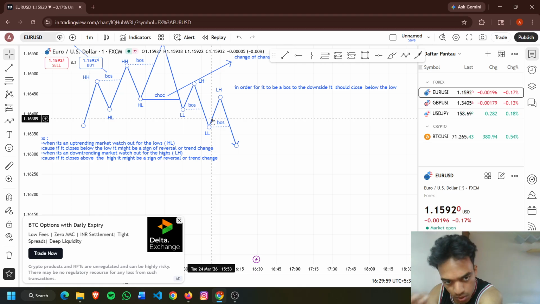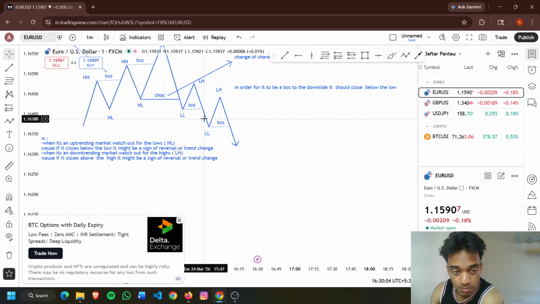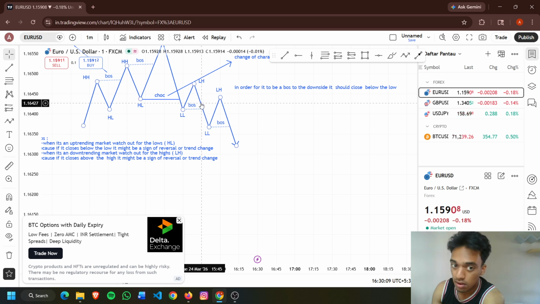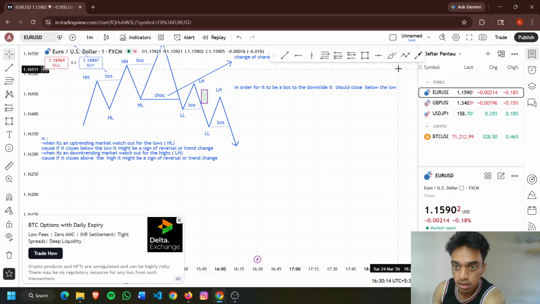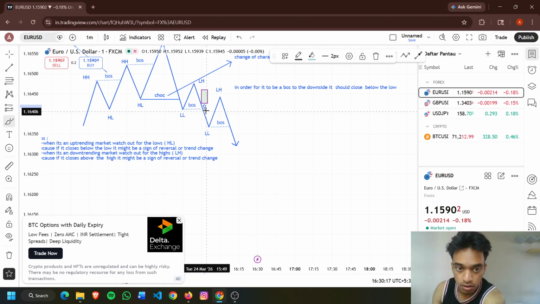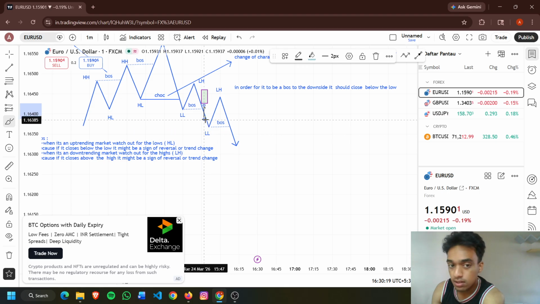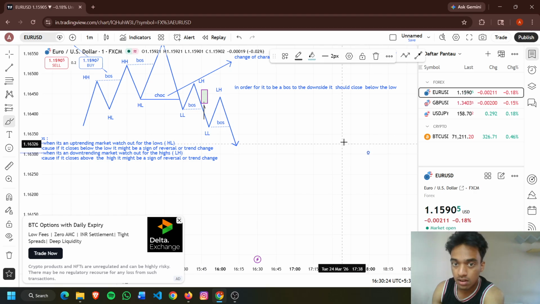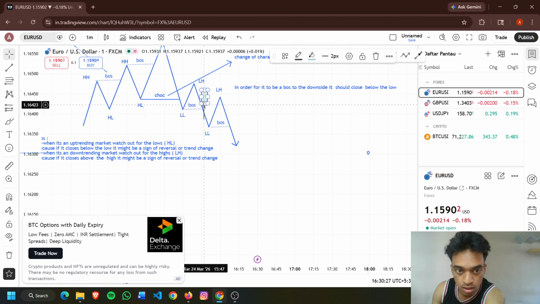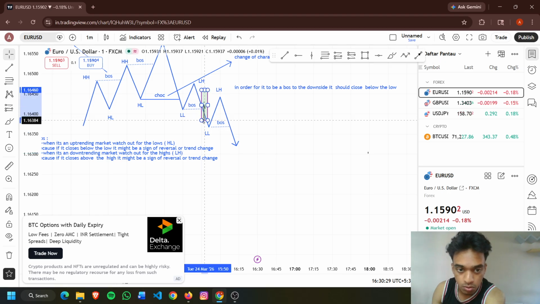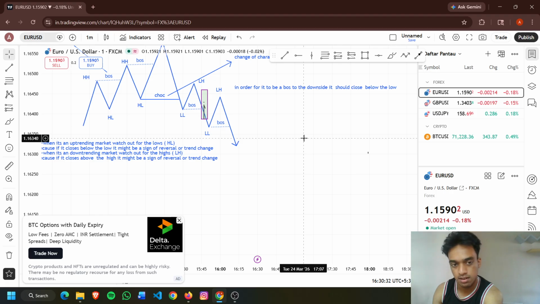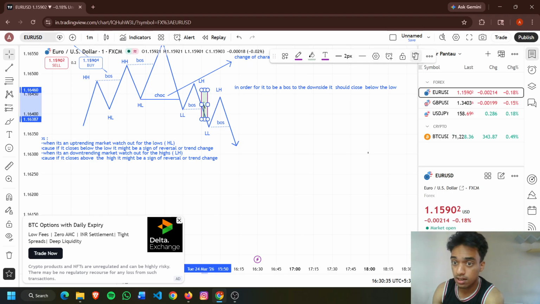So the candle should close below the structure, not the wick. I don't want the wick to go down. If, for example, the candle is here and the wick is over here, this is not considered a break of structure. I want the candle to close below after a certain time frame. That is the confirmation which I need.